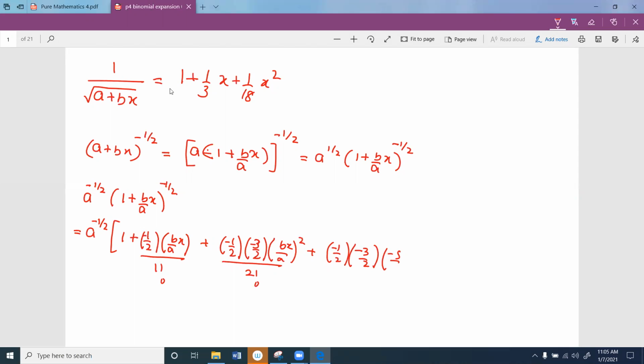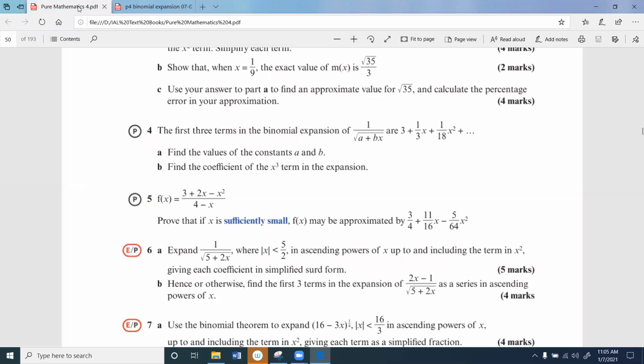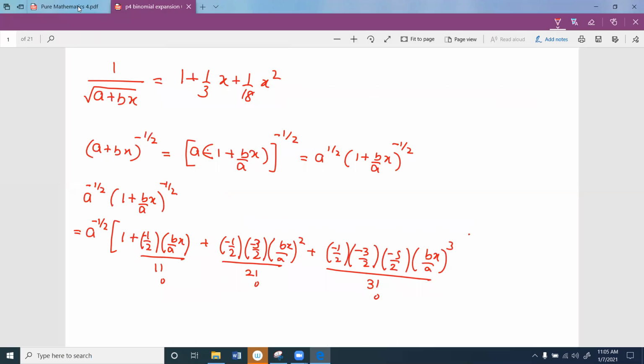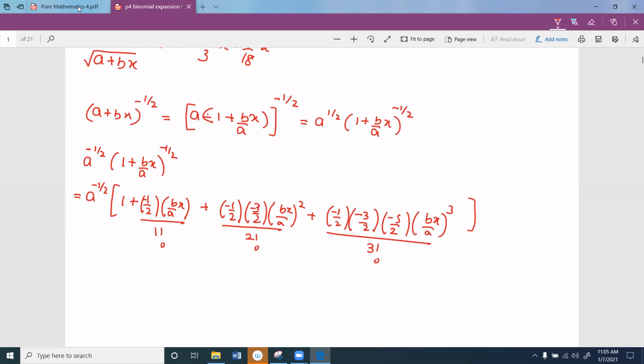Why I'm going up to minus 5 over 2 times (bx over a) whole cubed is because we need to find up to x to the power 3. The reason is that in the next part of the question, they need to find the coefficient of x cube. So you have to do this expansion up to here. That is required for us. Right? Okay. So let's go ahead. I'll just keep this answer as it is without simplifying. Later on, I can simplify.